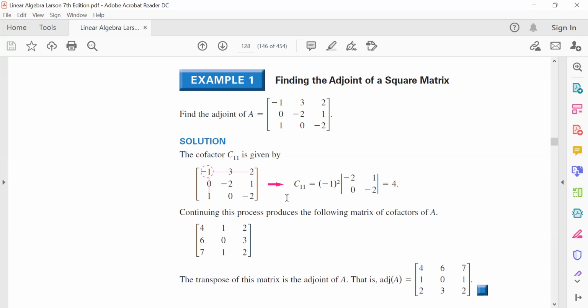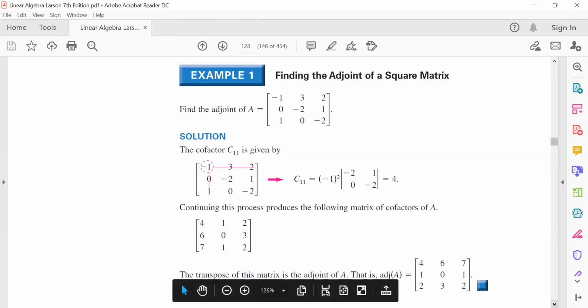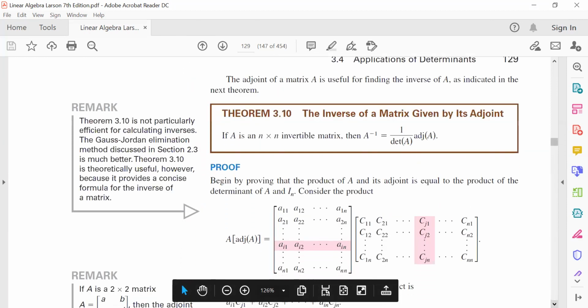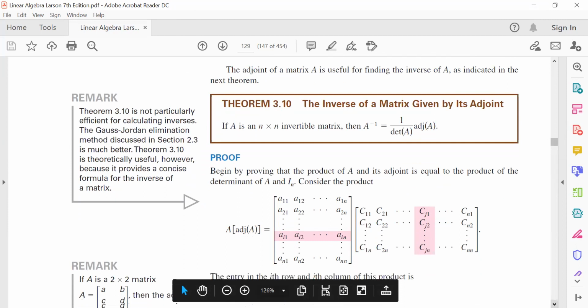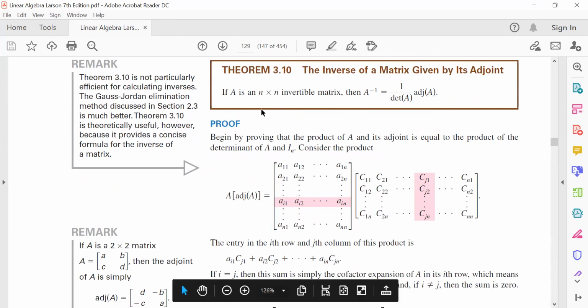Anyway, you do this whole process, and this is what you get. Then you transpose it, and that's what you get. That's the adjoint. And what's cool about adjoints is that they give us a method to find an inverse of a matrix.